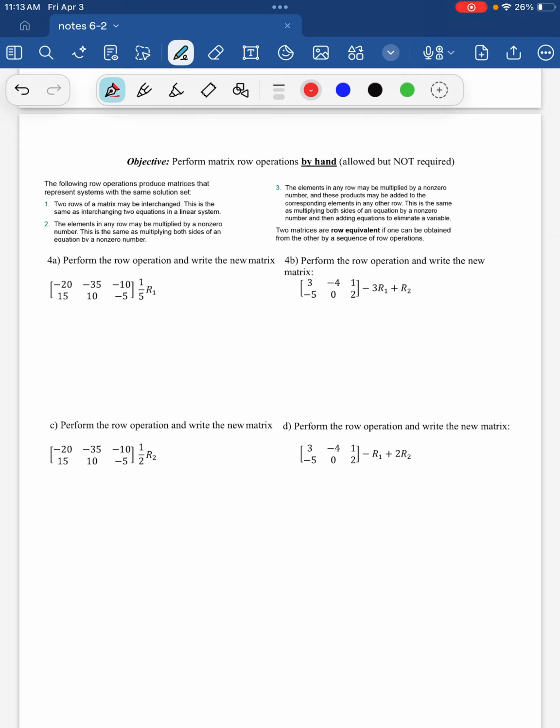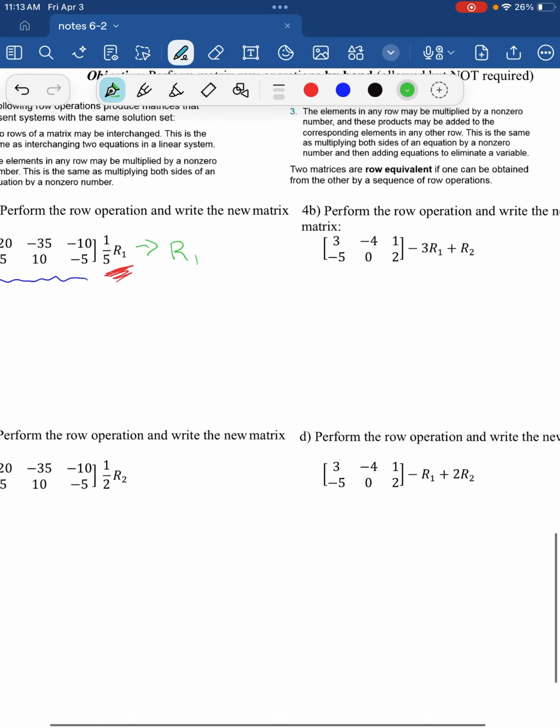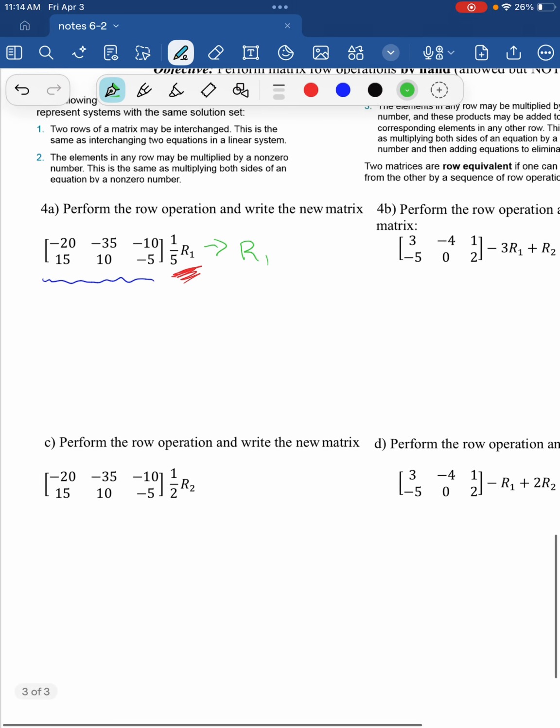So they will give you, for these problems, a matrix, augmented or not, and they will tell you what operation they want you to do. Properly written, they should also tell you where to put that result. So for this particular example for A, we're going to take 1/5 of R1, and I'm going to add what should be there of where I put this result.